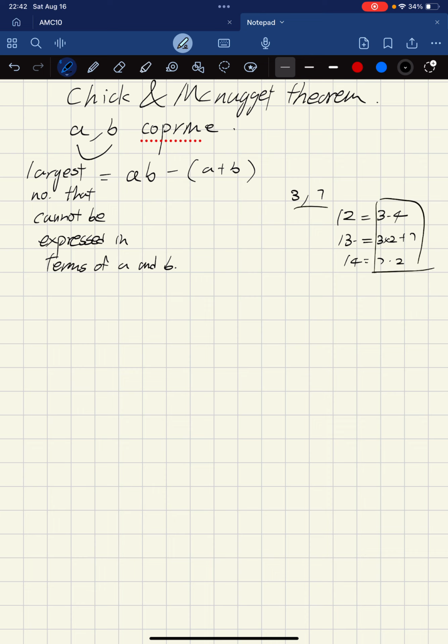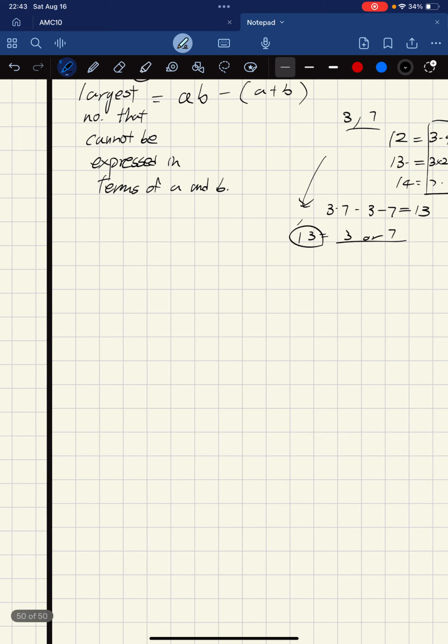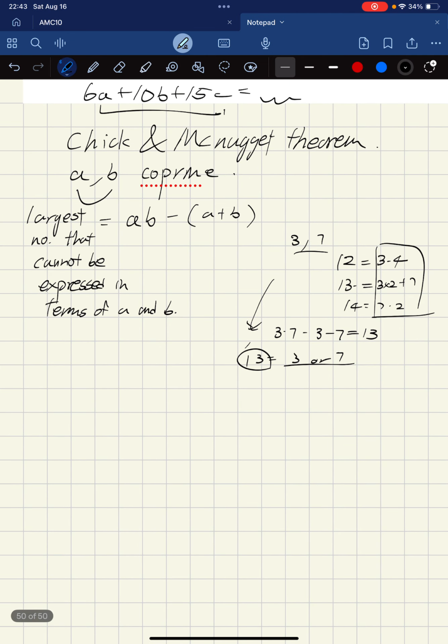And it's simple when you use the Chicken McNugget theorem. It's just going to be 3 times 7 minus 3 minus 7 equals 13. Now, can 13 be represented by any 3 or 7? Well, you try for ages and you'll find out that nothing exists. So this is how you use the Chicken McNugget theorem.